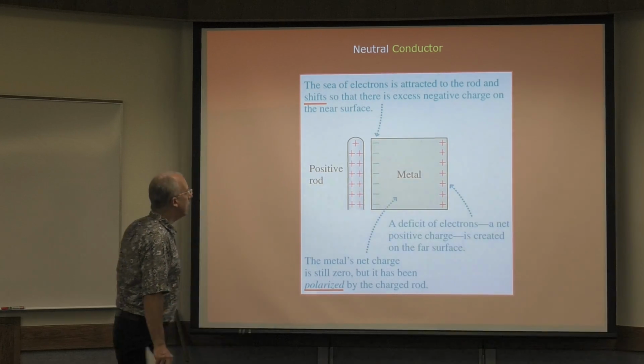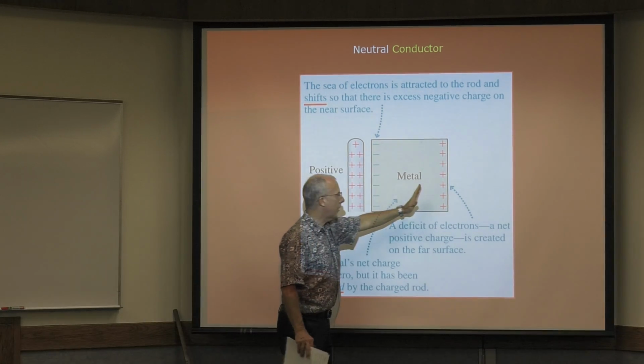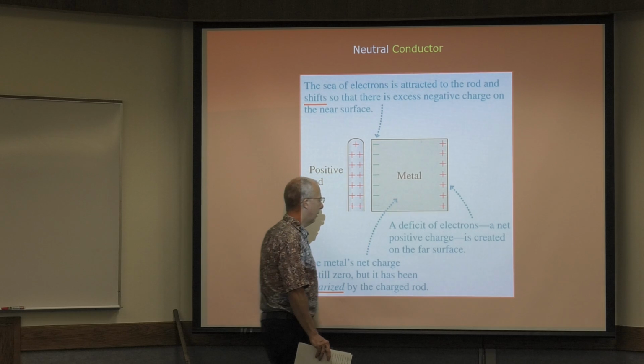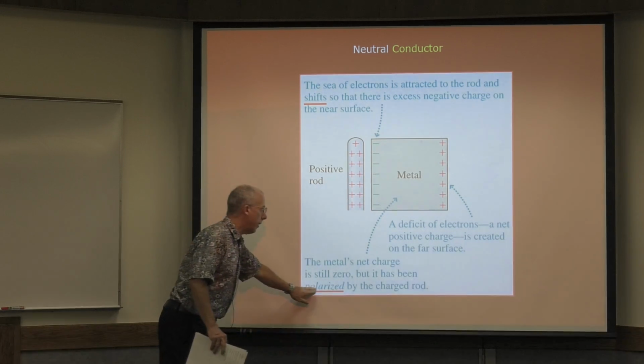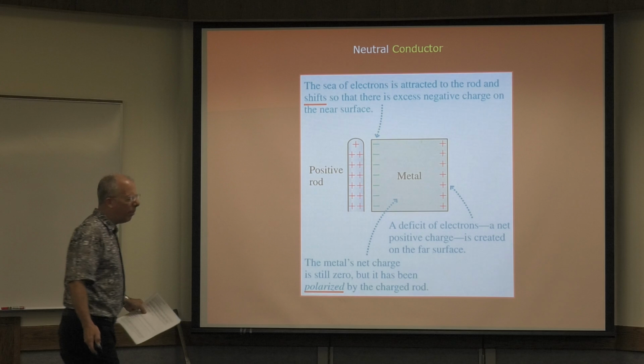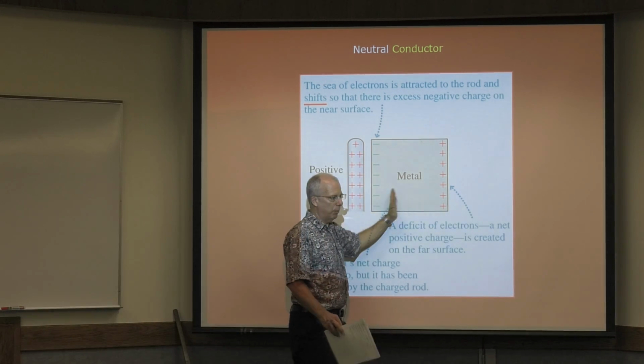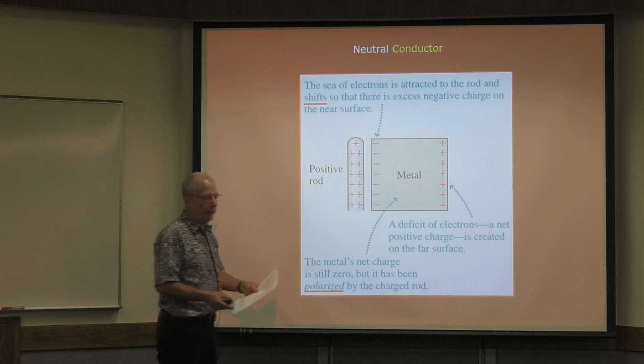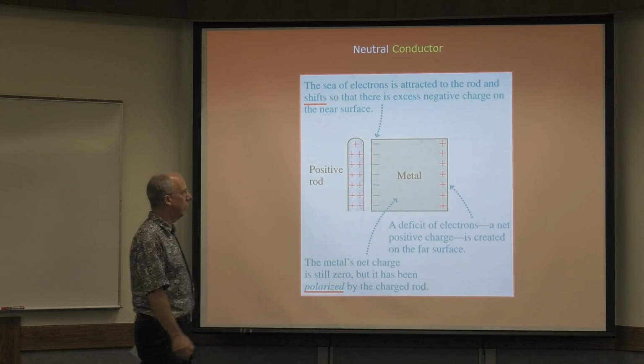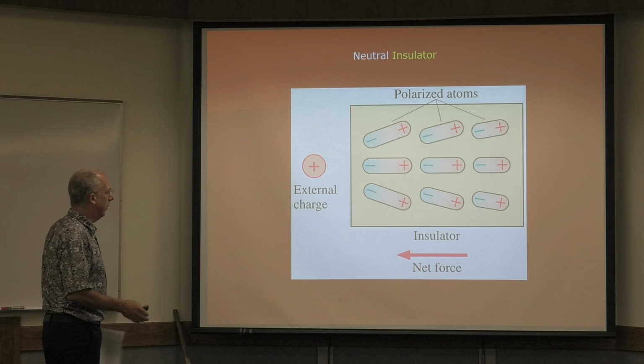Okay, so that's a conductor where the sea of electrons actually moves. And again, we call the metal polarized. Well, how about an insulator? With an insulator, the sea of electrons doesn't move, right? It's an insulator. The electrons don't move. But here's what happens.